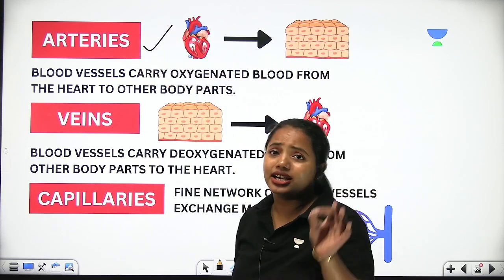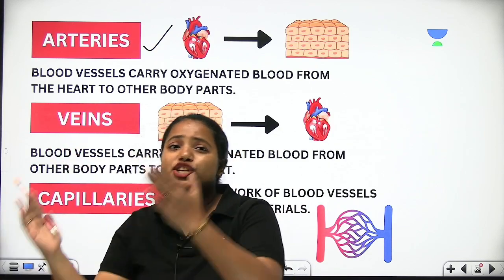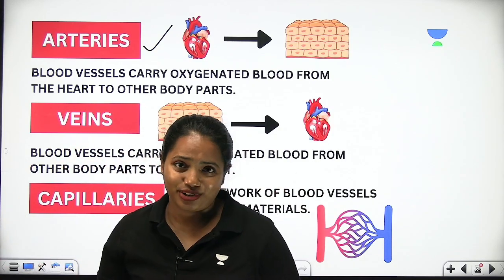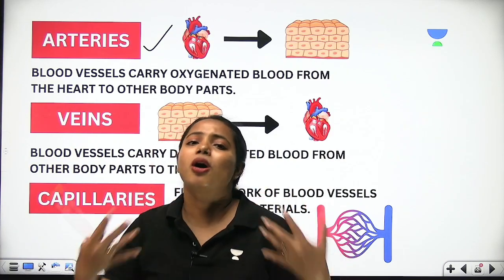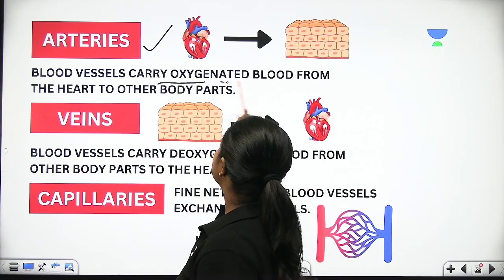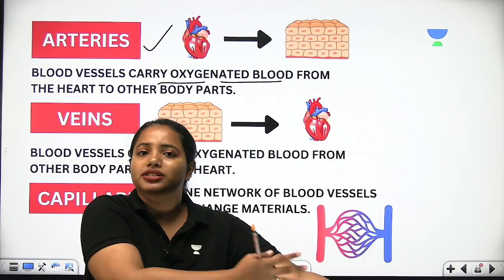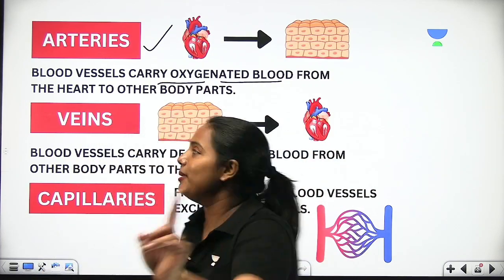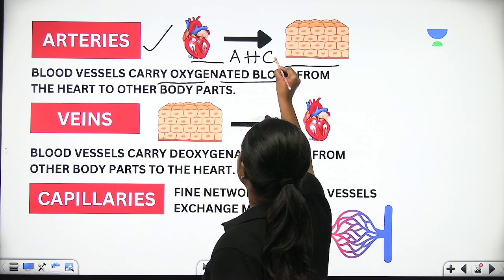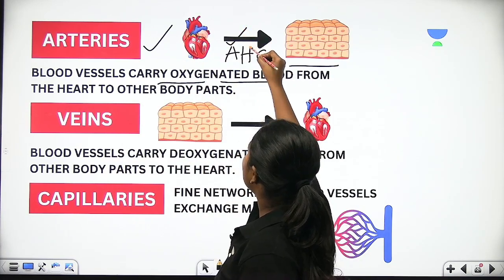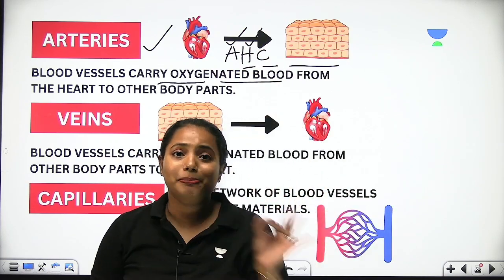Arteries are considered as blood vessels that can carry oxygenated blood. Please don't get confused. Oxygenated blood means oxygen-rich blood. It consists of more oxygen. So these blood vessels carry oxygenated blood from heart to other parts. It's very important, so I'm going to create a small code for you: AHC. Arteries carry blood from heart to cells. That is why AHC.